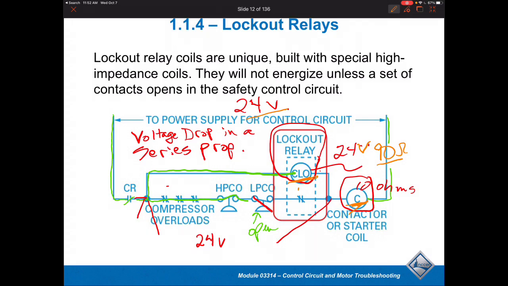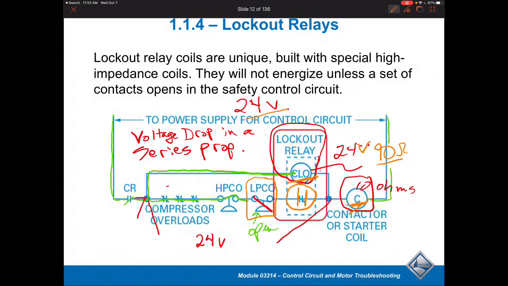When that happens, that set of contacts will open up. This normally closed set of contacts is actually going to open up in that case. So that's what's got to happen. That will not be allowed to function again until the circuit is broken, or you interrupt power, or you reset the control. So if this were a manual reset control, I would have to correct that problem or reset it to allow that to happen.